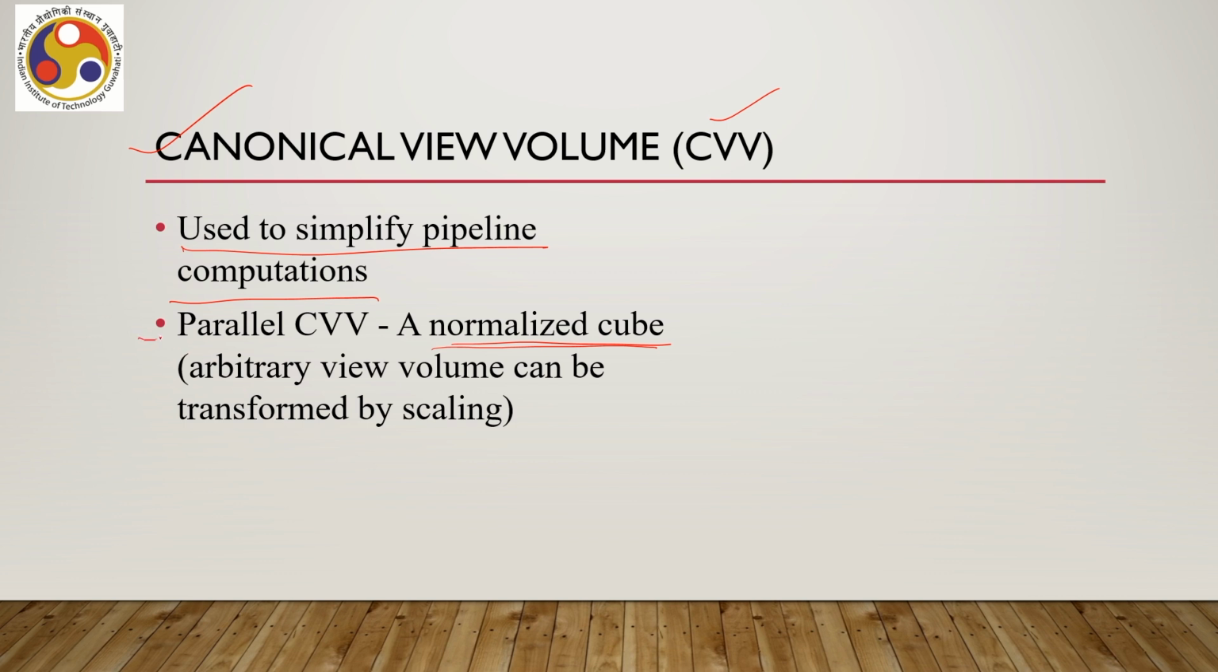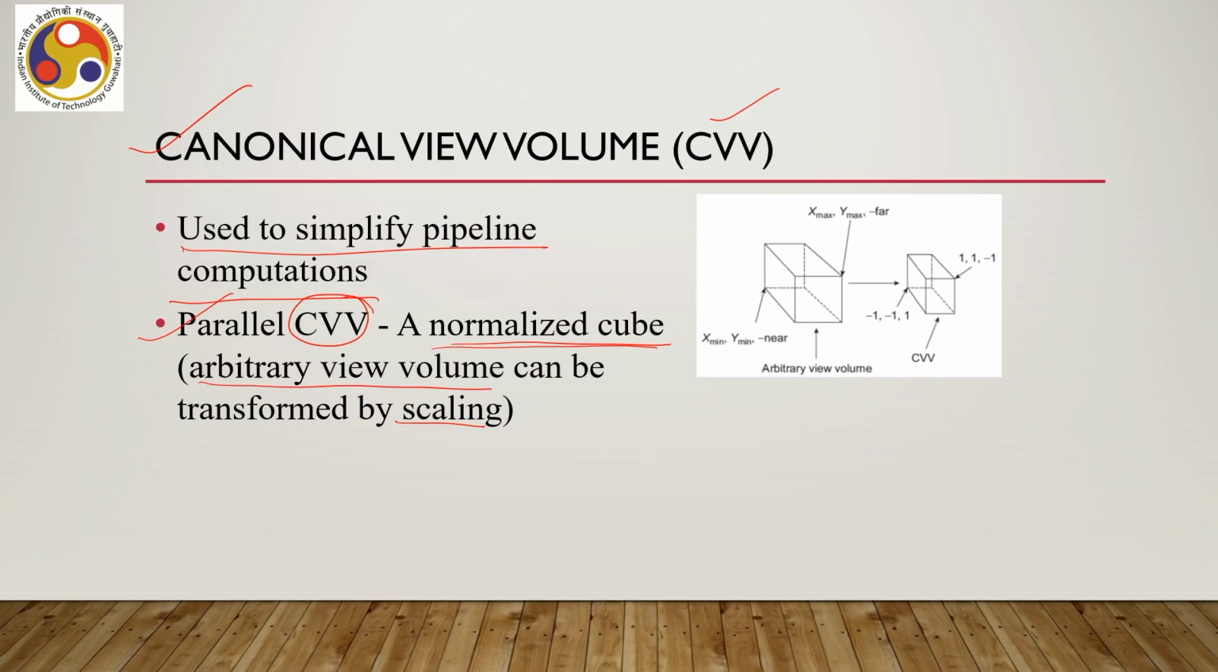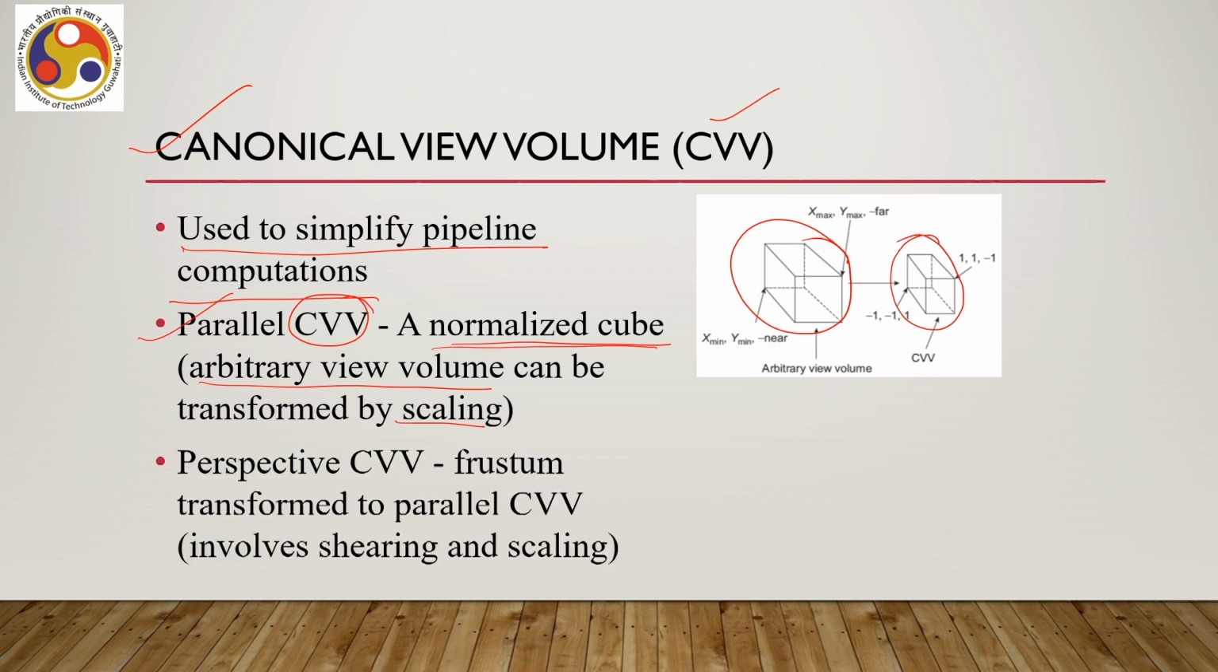Now, for parallel projection, such a canonical view volume can be obtained by scaling the arbitrarily defined view volume for the parallel projection. The idea is shown here. This is a view volume defined for parallel projection arbitrarily, and this is a transformed view volume which is called the canonical view volume for parallel projection, which is a unit cube.